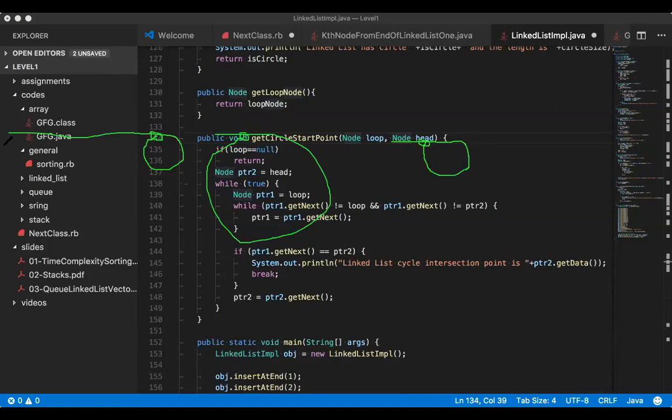Okay, we had two pointers moving from the start. One was moving faster, one was moving slower. They both met at some point. Suppose both of them met here, or here, or somewhere here. Okay, we have done that until now.